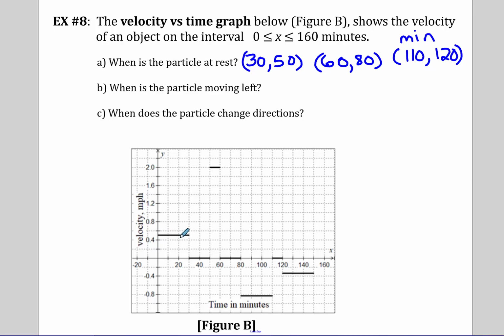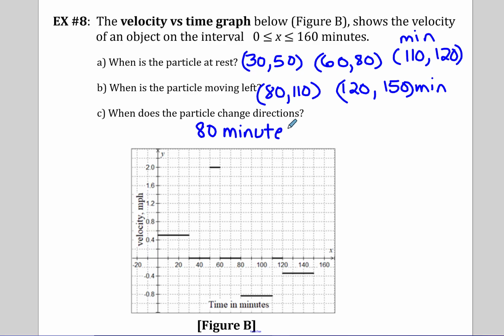When is the particle moving left? Well, velocity is positive when it's moving right, and velocity is negative when it's moving left. So that would occur at 80 to 110 minutes and 120 to 150 minutes. Are you seeing a connection? And when does the particle change directions? Well, moving right, stopped, moving right, stopped, moving left. So at 80 minutes, the particle changed directions.